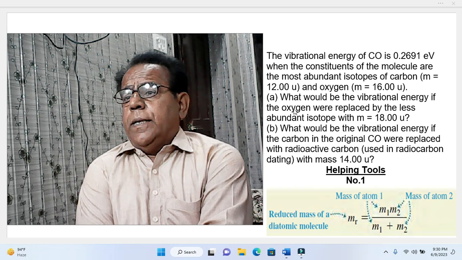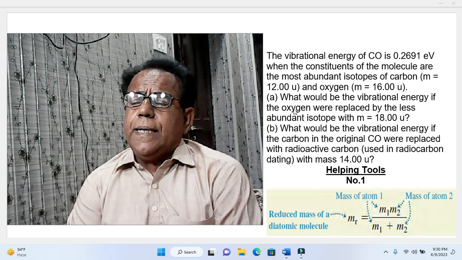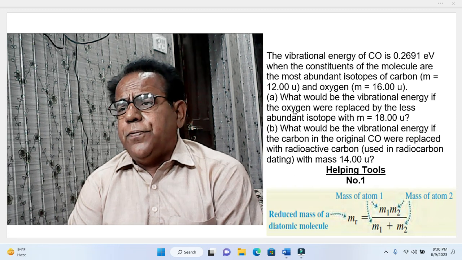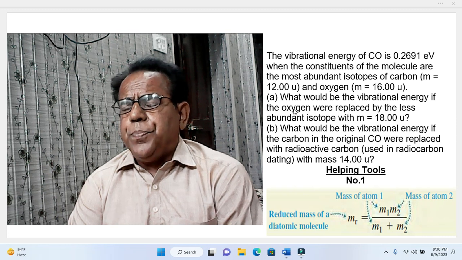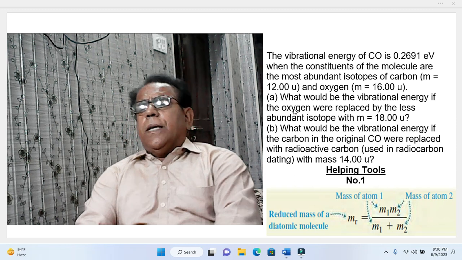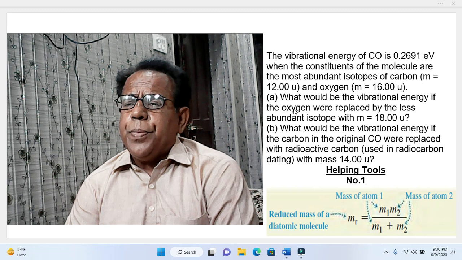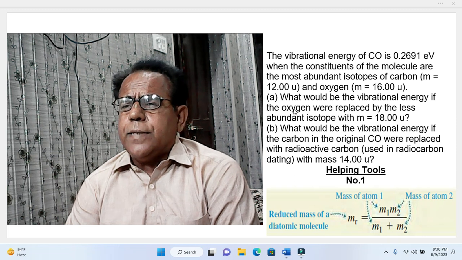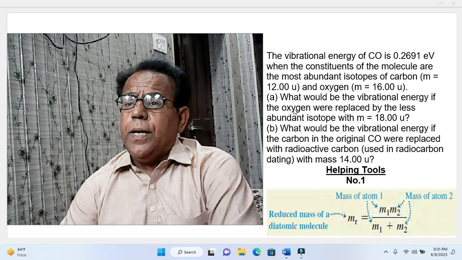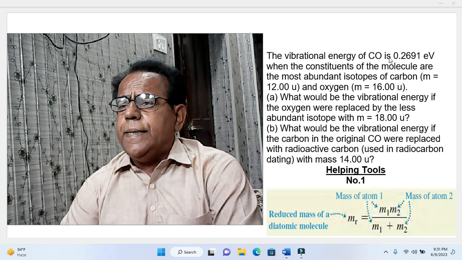Okay, dear students, we are going to solve this problem in a slightly different manner. But despite this different methodology, we will reach the same conclusion, same result. There will be no difference, whether we follow the traditional methodology or a methodology somewhat different from the traditional methodology. Here the vibrational energy of carbon monoxide is given.